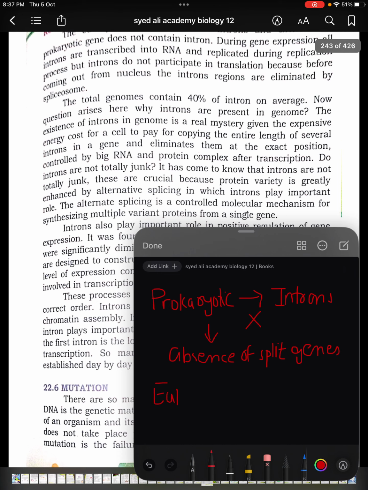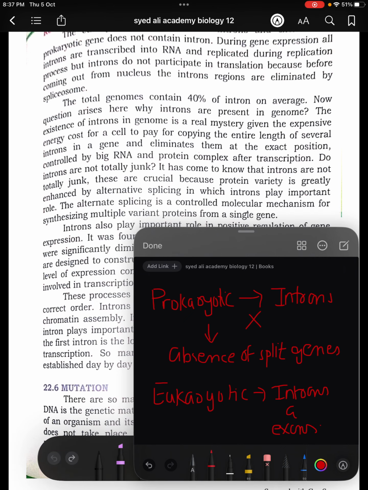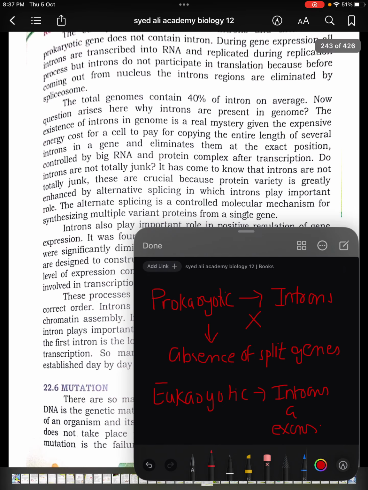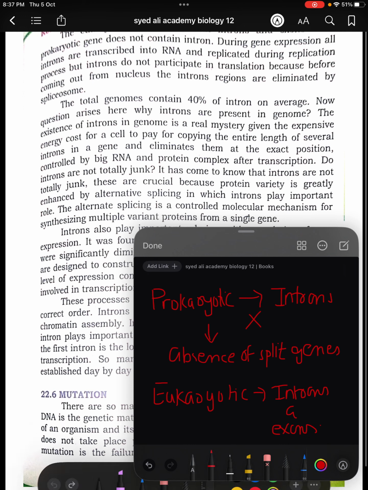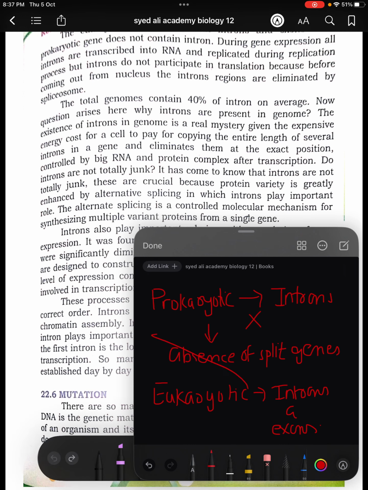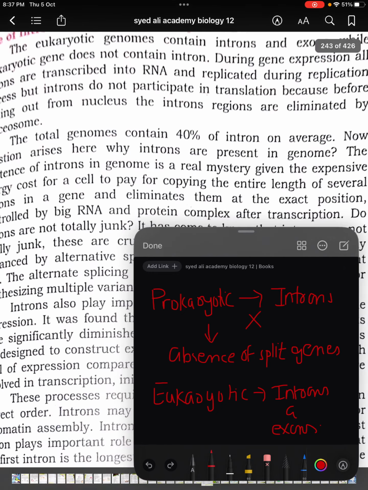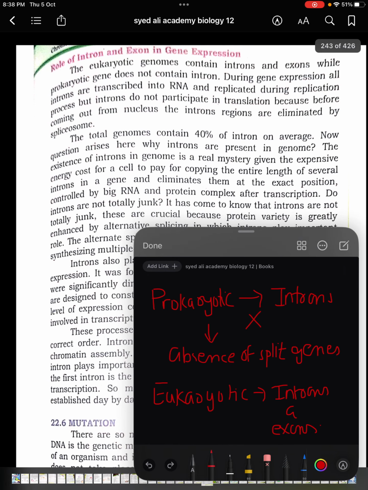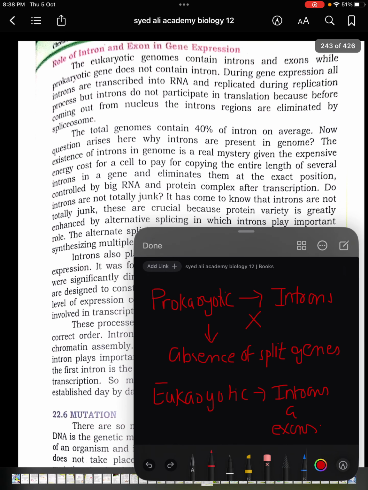But in eukaryotes, these introns and exons are present. Introns and exons both are present in eukaryotic living organisms, right? So now let's discuss this. Here it is written that eukaryotic genomes contain introns and exons, while prokaryotic genes do not contain introns.